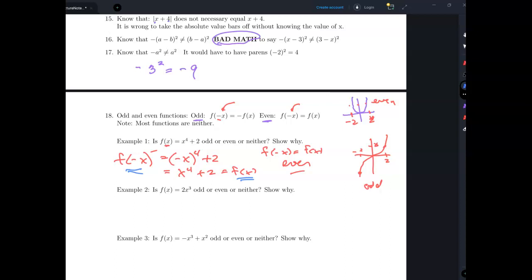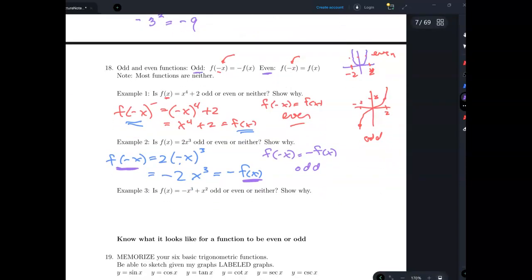Okay, so let's do this again. If I put in a -x, I'm going to have -x all cubed. And you know when you cube a negative, it's a negative. So I get -2x cubed. Oh, so that's the opposite of the function. So what I just found out was that this equals this. So f of -x equals negative f of x. And so that means it's odd.